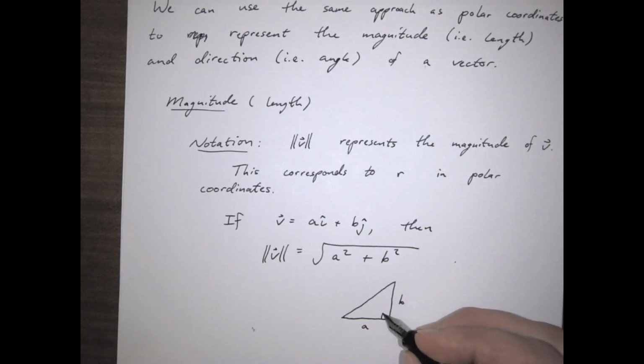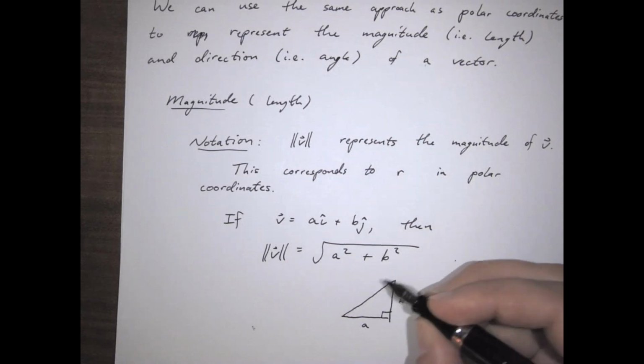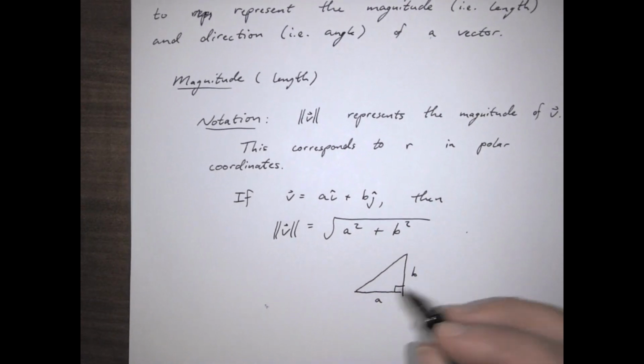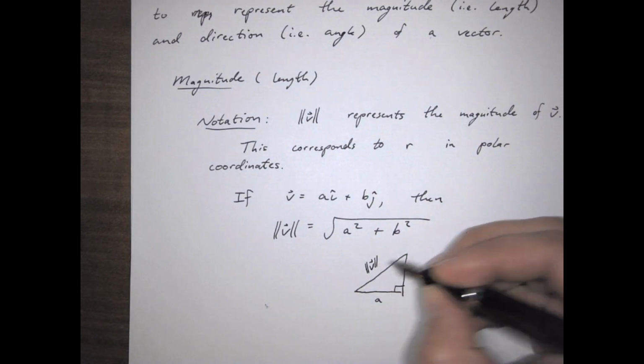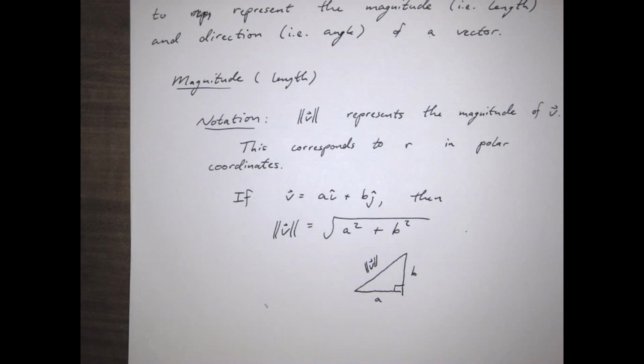And what we've just got here is a classic Pythagorean identity, or the Pythagorean theorem even. So if we were just talking about the lengths of these, a and b would be the lengths of the two legs, and then the magnitude would be the hypotenuse.